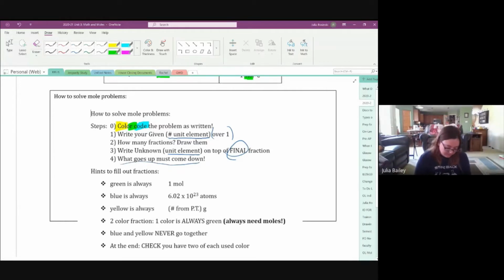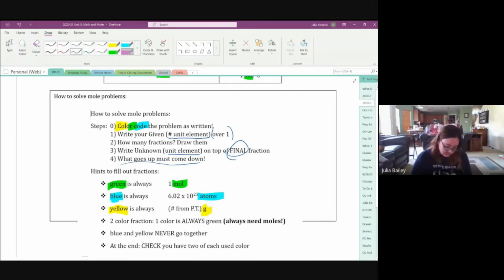Some tips to remember. Again, with your color coding, green is always going to be mole. Yellow is always going to be your number of grams. And blue is always going to be atoms. Eventually, we'll also use the word molecules there, maybe some other words. For now, we're going to just exclusively use the word atoms.